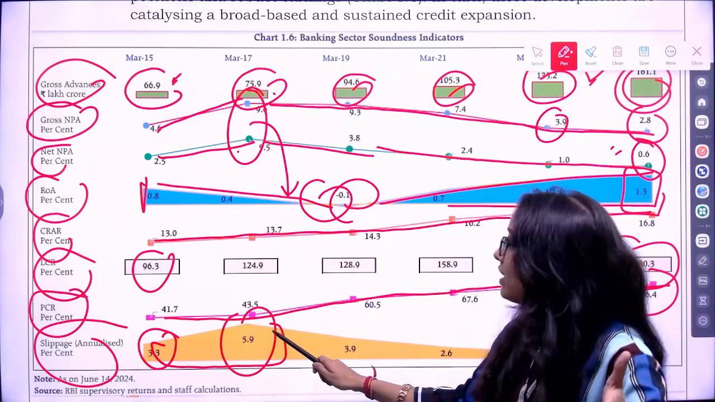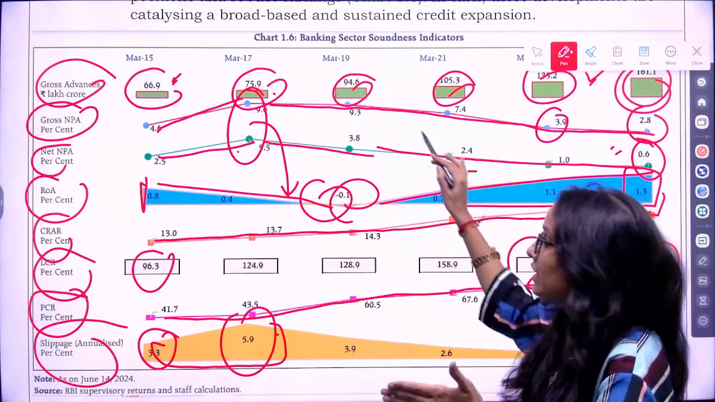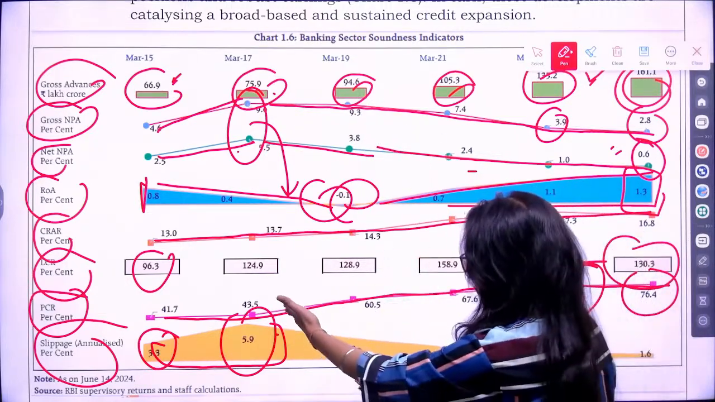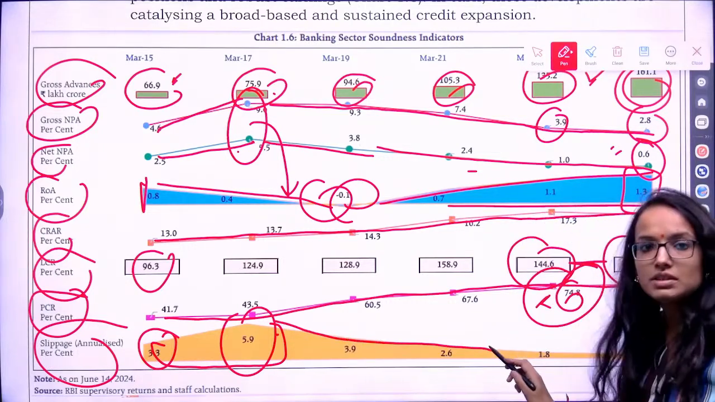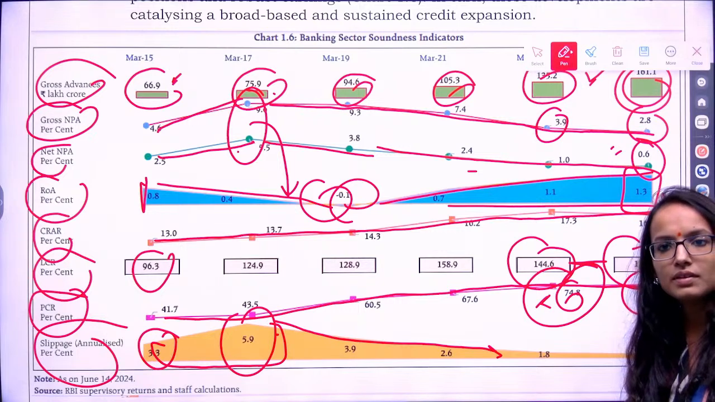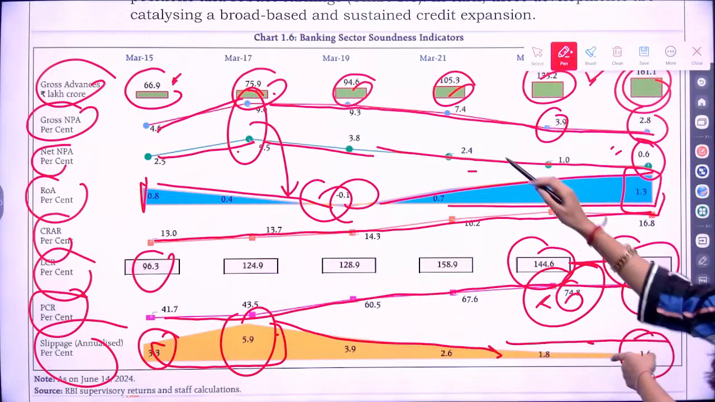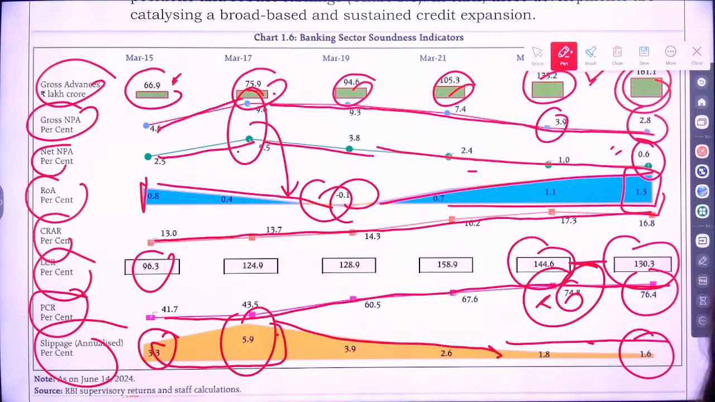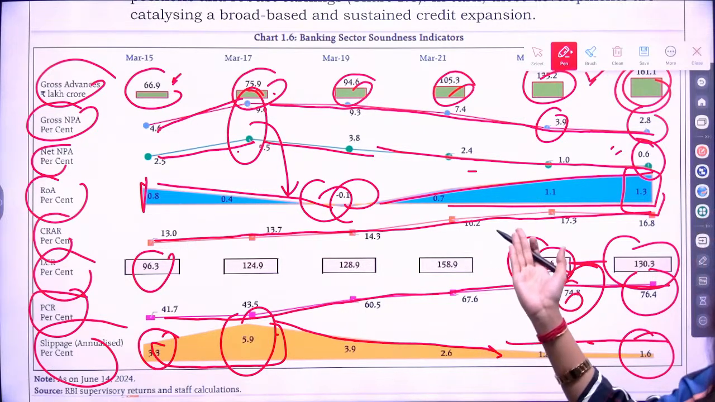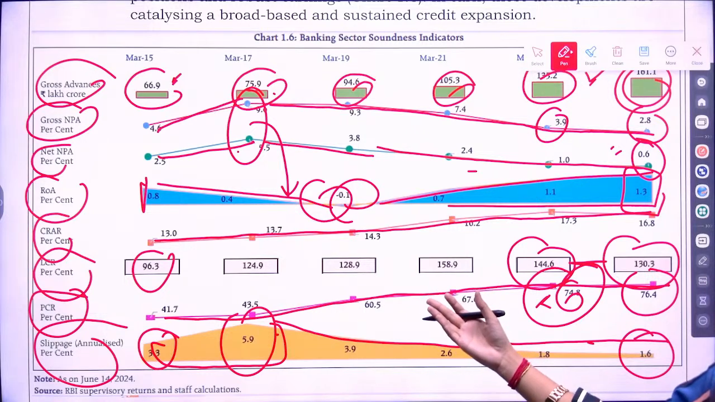But as and when NPA started falling down, see these lines, your slippage started contracting. See this, now it is very less, 1.6. So continuously contracting, since NPA is continuously falling, slippage is also continuously contracting. Are you able to relate all these performances with each other? They are not operating in isolation.